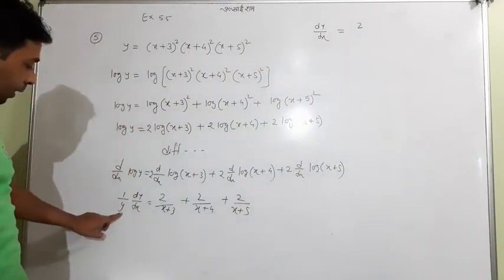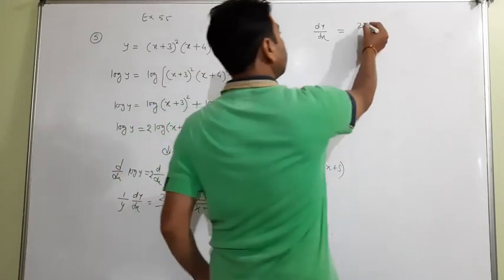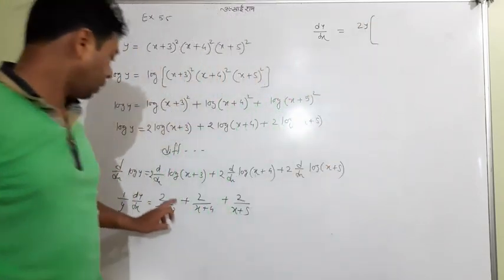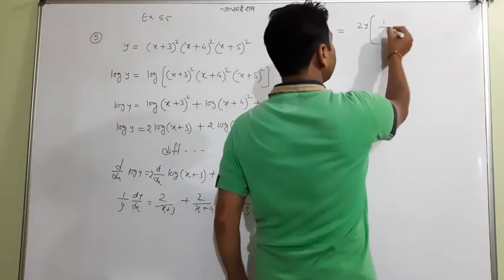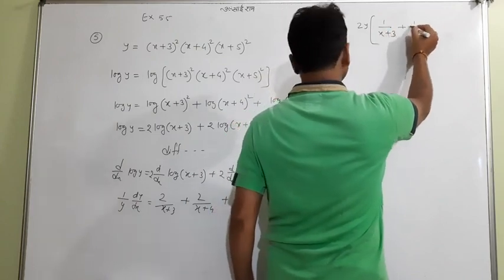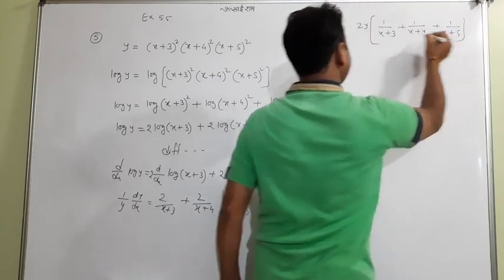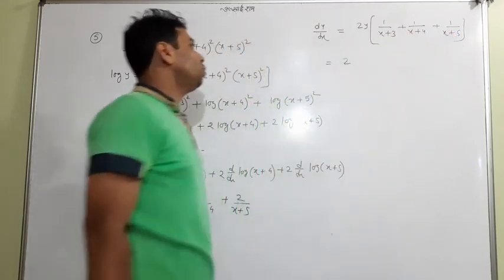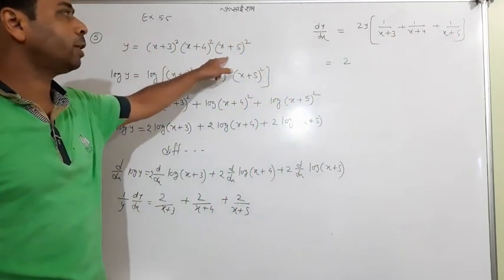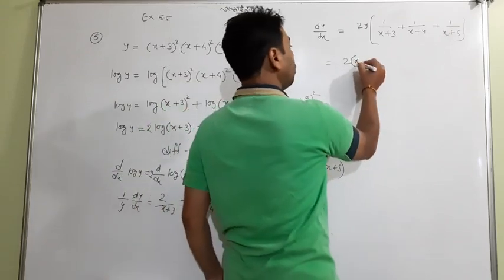Y will transfer that side, and remaining is inside. 1 upon x plus 3, 1 upon x plus 4, 1 upon x plus 5. And after that I would simply say that instead of y, put all this.